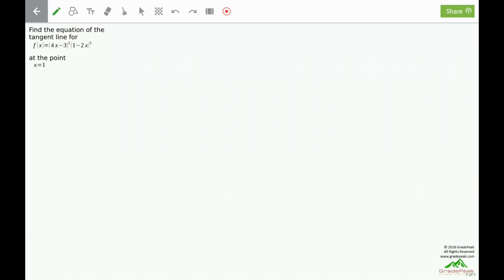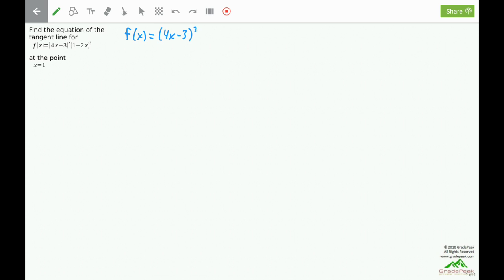Find the equation of the tangent line for f of x equals (4x minus 3) squared times (1 minus 2x) cubed at the point x equals 1. To find the equation of the tangent line, we need the x and y coordinates of the point. Right now we only have the x coordinate, so the first thing to do is find the corresponding y coordinate. And that's found by plugging the x coordinate into the function.